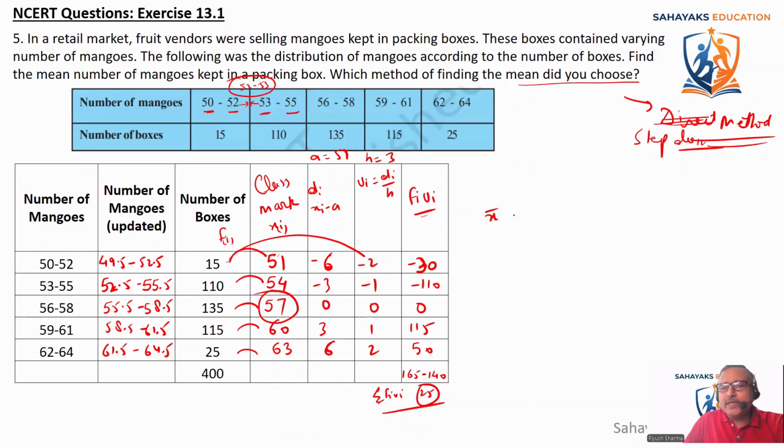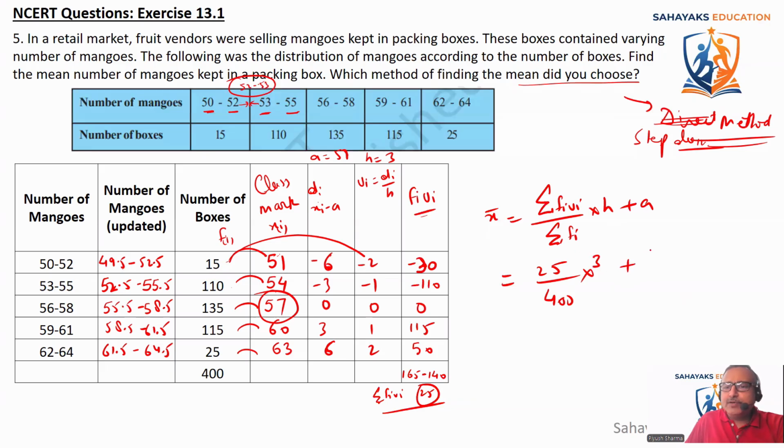Now what's the formula for x bar? x bar is equal to sigma fi ui divided by sigma fi, multiplied by h, plus a. So let's find it out. It becomes 25 divided by 400, multiplied by h. What is the h value? 3.